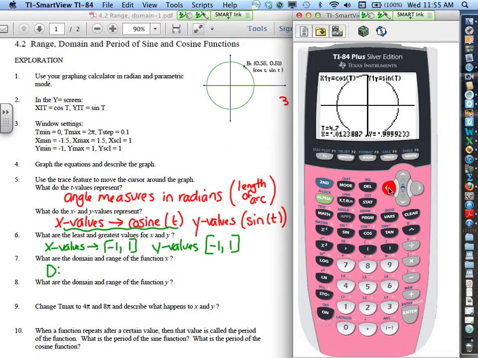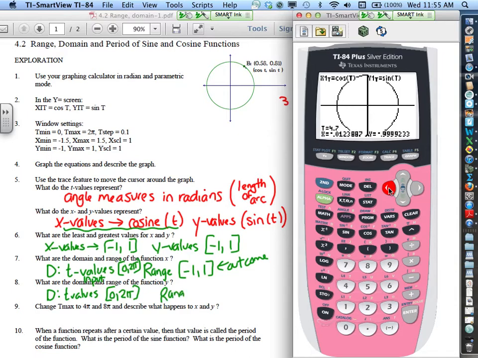So my domain would be my t values. And the range would be my y values, my outcomes. Values went from 0 to 2 pi. For my y, my t values still went from 0 to 2 pi. The range, or the outcomes, went from -1 to 1.